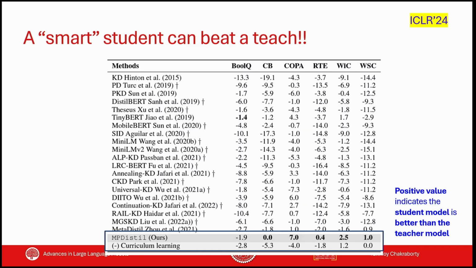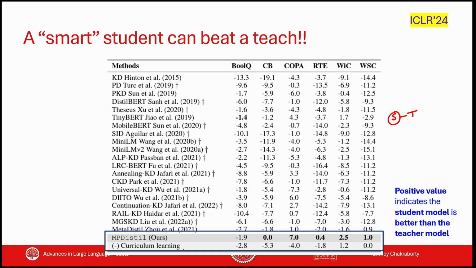Now think about it. The goal of a student model is not to beat a teacher model, right? What is the goal? The goal is to come closer to the teacher model. But we have seen that, due to all these modifications here and there, these numbers indicate the performance difference between the student and the teacher, right? Student's performance minus teacher's performance. So if the number is negative, that means the teacher is better, right?